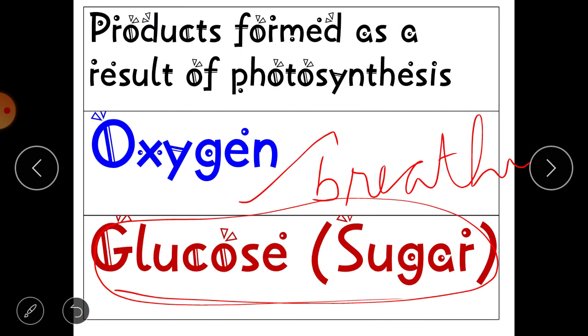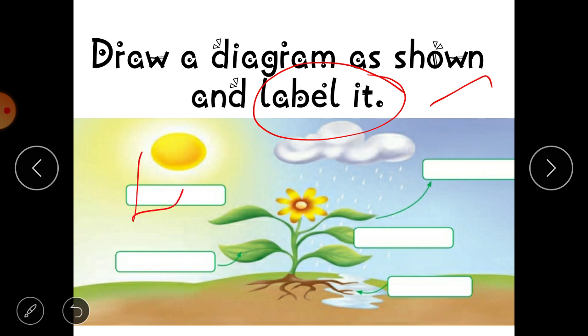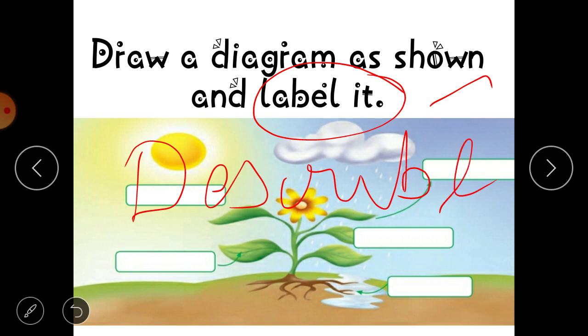Now let's move to the homework portion. So in the homework, what you have to do, you have to draw a diagram as shown in the picture and label it. Label the different parts of the diagram and describe the process of photosynthesis in your own words, and then share a picture with me.